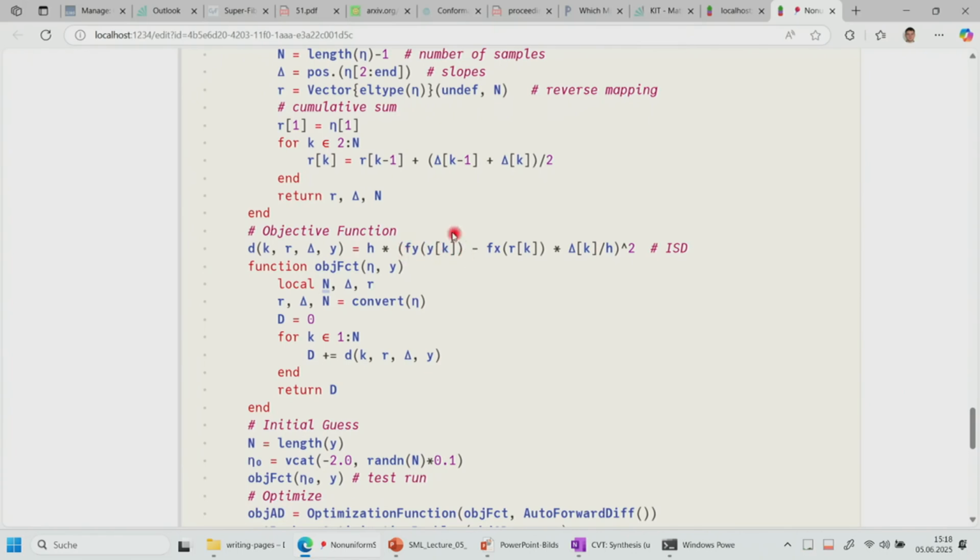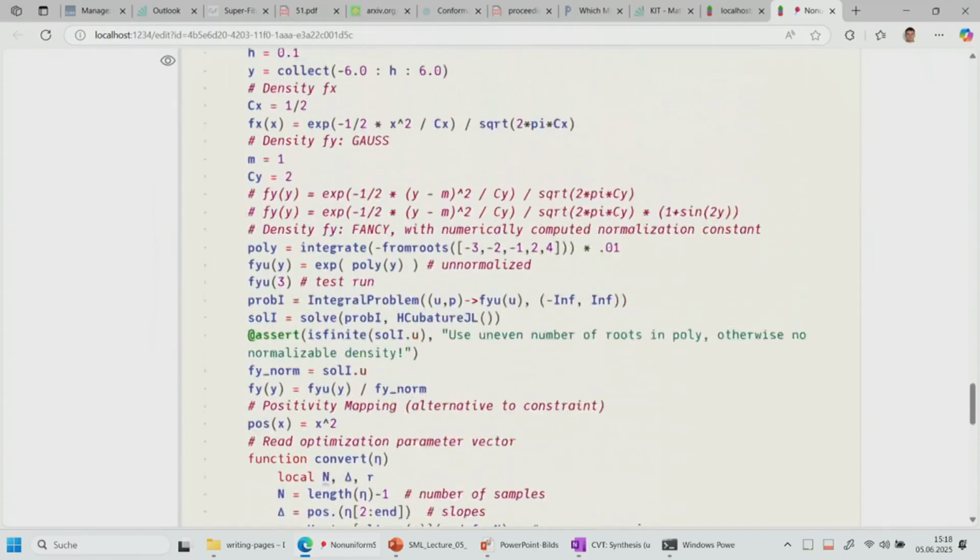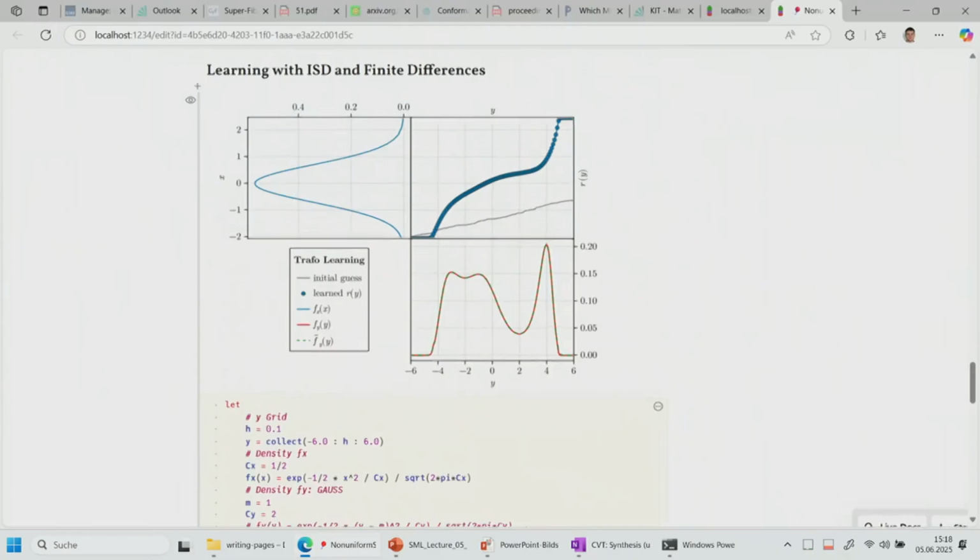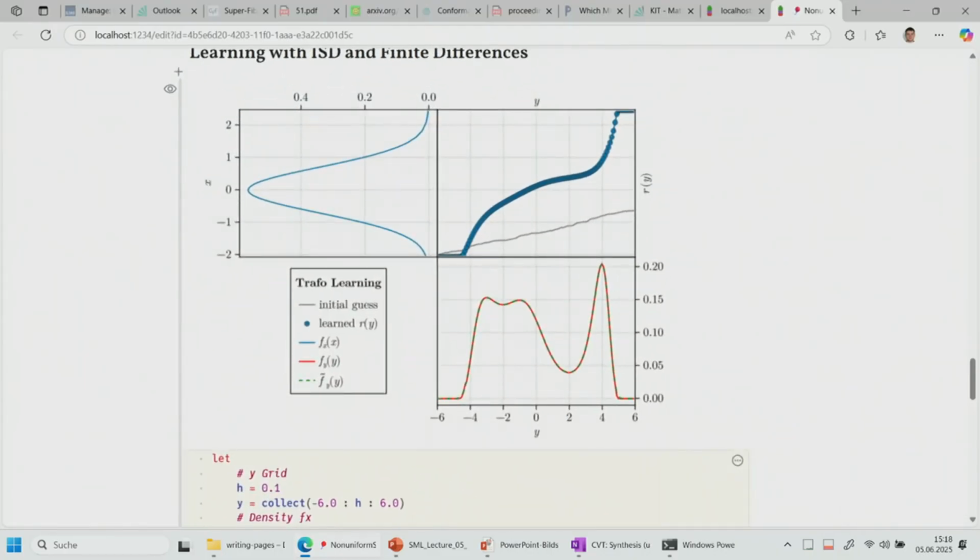So this is the given function, fy, evaluated at the y points, minus fx evaluated at the mapping at this point k, and then just the approximated derivative via central differences, and this is then added up and optimized and gives you, for example, here this result for this density.